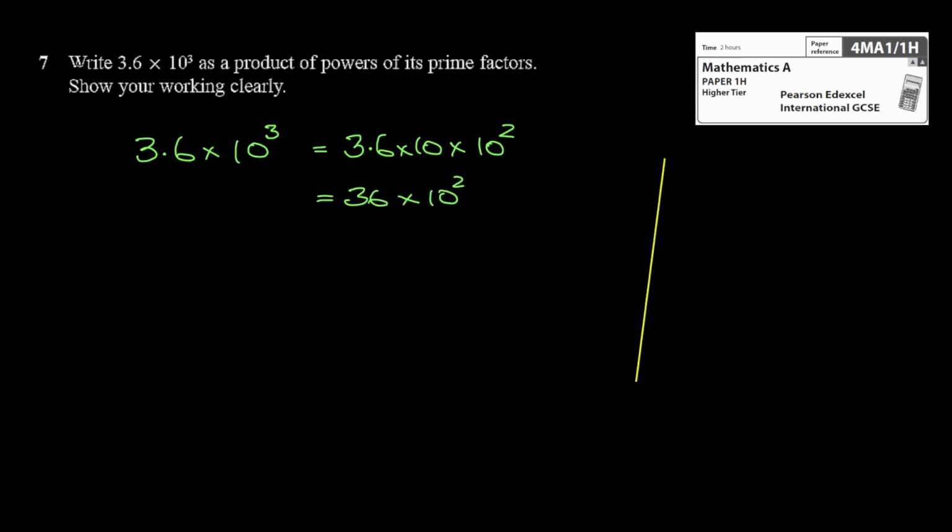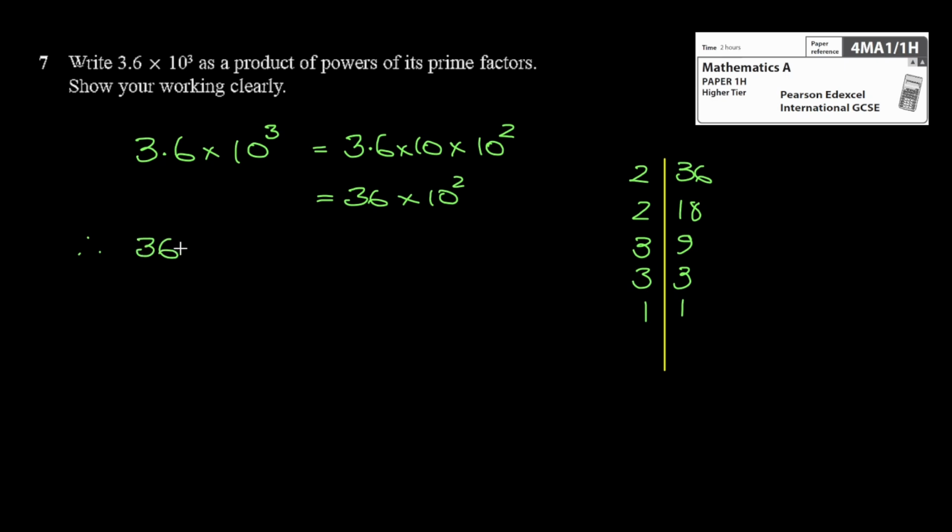Now a little bit of side work. I want to work out the factors of 36. 2 will go into 36, leaving 18. 2 will also go into 18, leaving 9. 3 now, 3 will go into 9, and we're down to 1. So I can say, therefore, 36 is equal to 2 times 2 times 3 times 3.